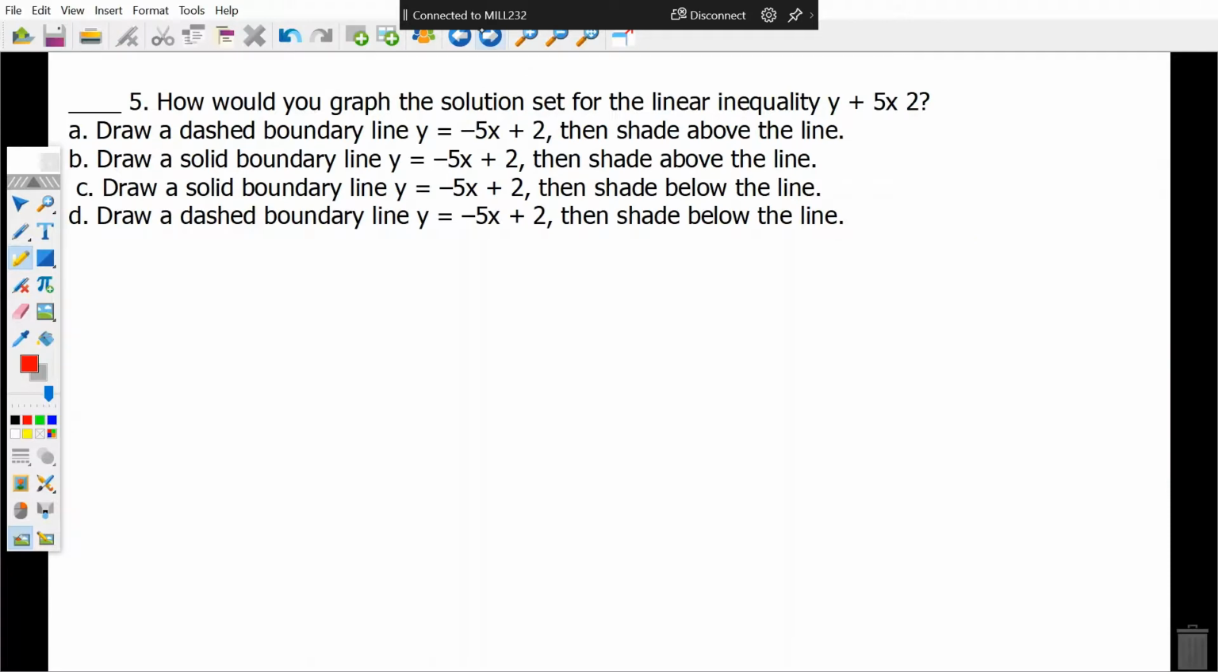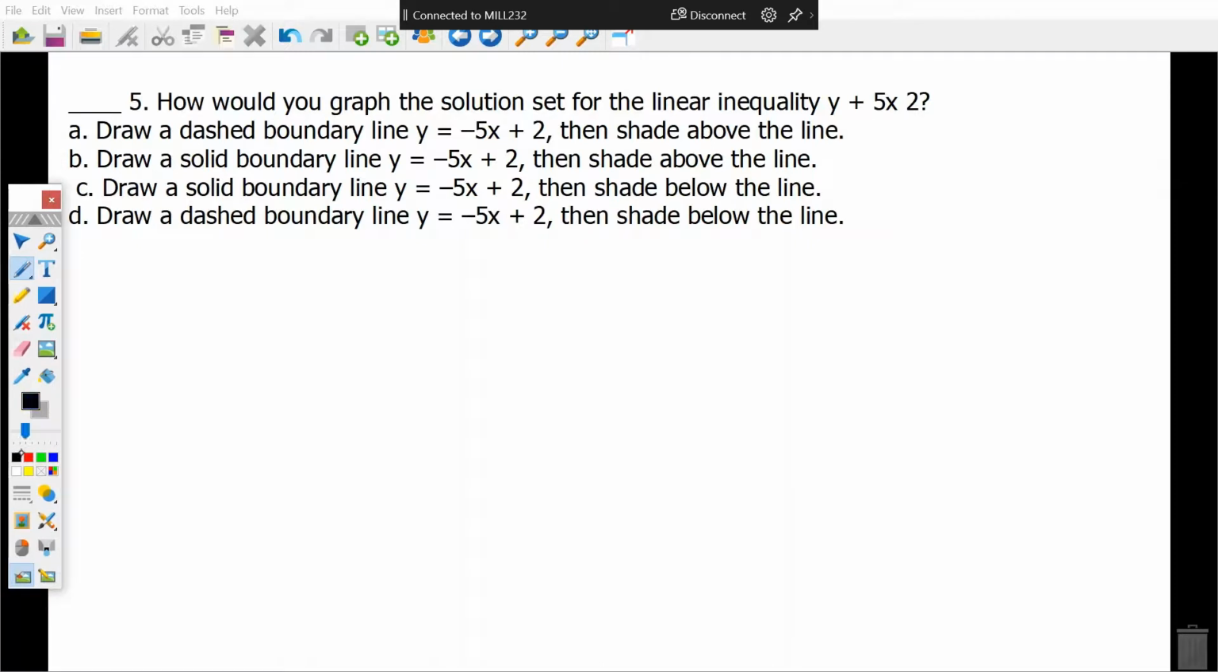this one. This is from your review. And again, don't feel like you have to write down the entire question, but make sure you're paying attention to the explanation. It says, how would you graph the solution set for the inequality? Oh, it's missing the sign there. I don't know why that didn't come through.